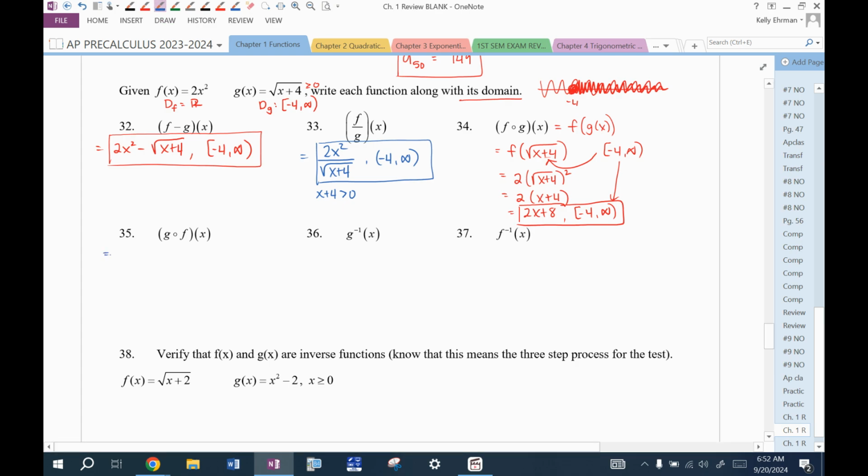We can also compose the other way. So this means g of f of x. f of x is the square root of x plus 4.